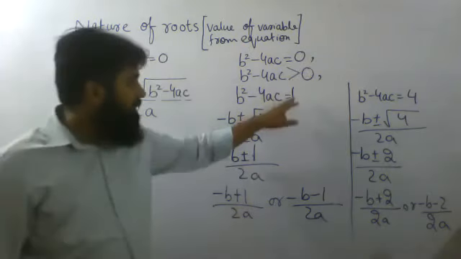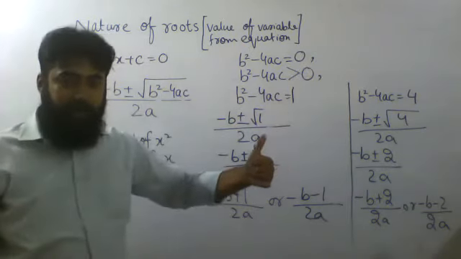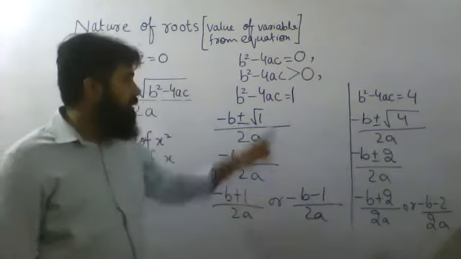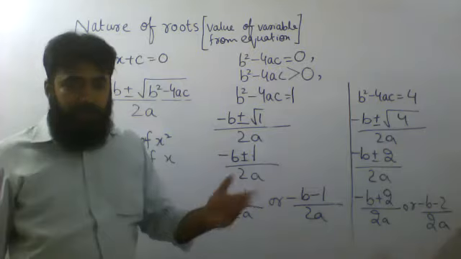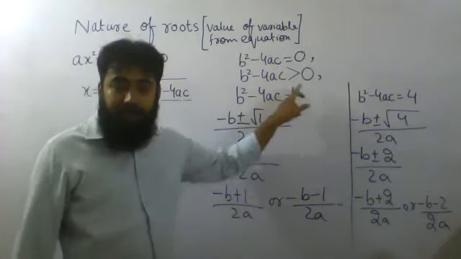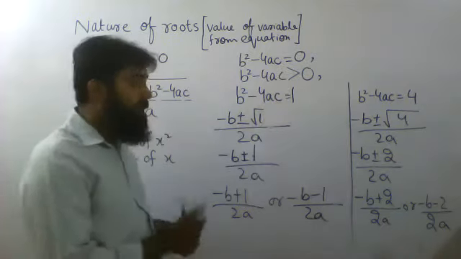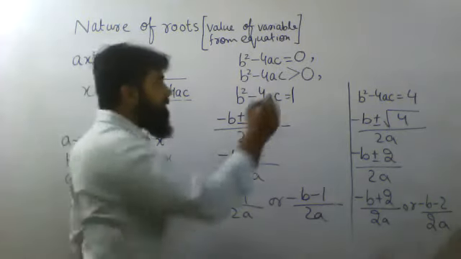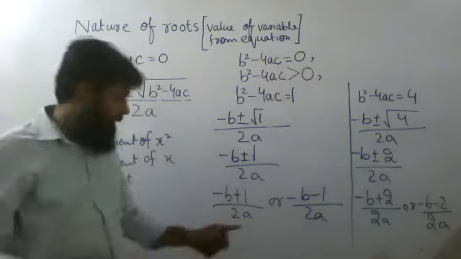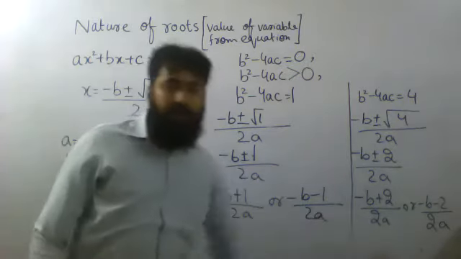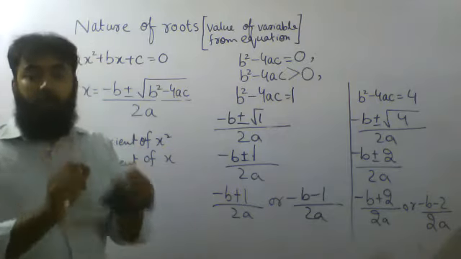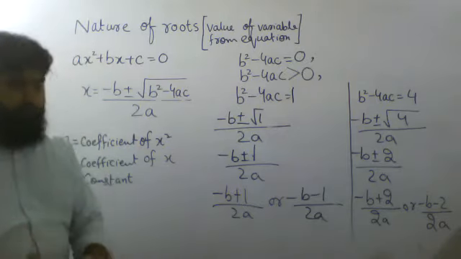Okay? All values initially I have plotted 100 greater than 0. Then I have plotted 4 greater than 0. Then I have plotted 1 greater than 0. So when I am going to plot greater than 0, I will have two different answers, which you can see over here, or I can call them two different roots. Okay?